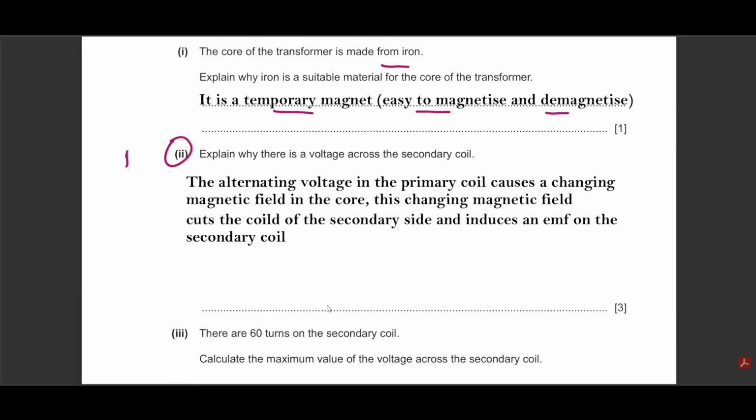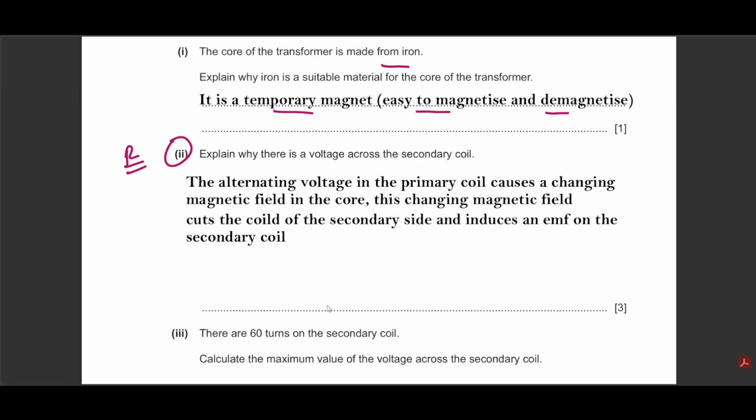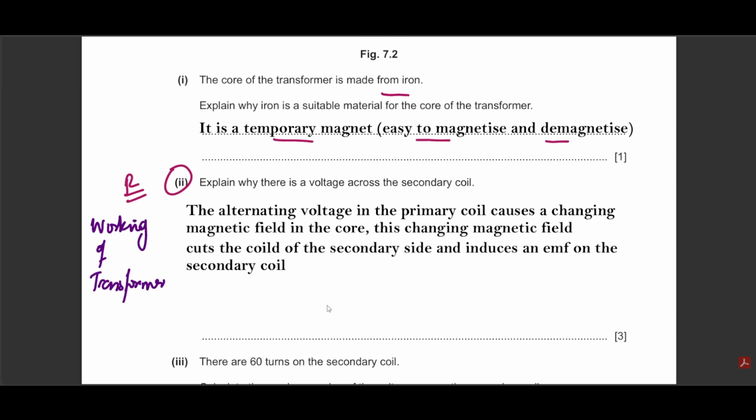Now this is again a repeated question. Please memorize this answer. It is from the topic, working of a transformer. How the transformer works. These are free 3 marks. Please don't avoid them. The alternating voltage in the primary coil causes the changing magnetic field in the core. This changing magnetic field cuts the coil of the secondary side and induces an EMF on the secondary coil. Inducing EMF is very important. Now, from these two lines, it actually dives into Faraday's law.